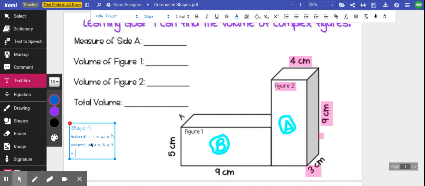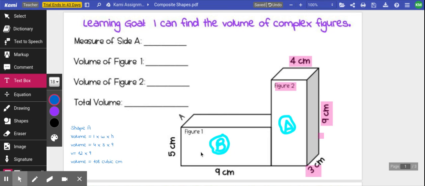Okay, we know 4 times 3 gives us 12. And then we could do 12 times 9. 12 times 9 gives us 108. So we'll see here that the volume of shape A is 108 cubic centimeters. Now we're going to go ahead and fill it in at the top here. So it says volume of figure 2. We'll go ahead and write in 108 cubic centimeters.